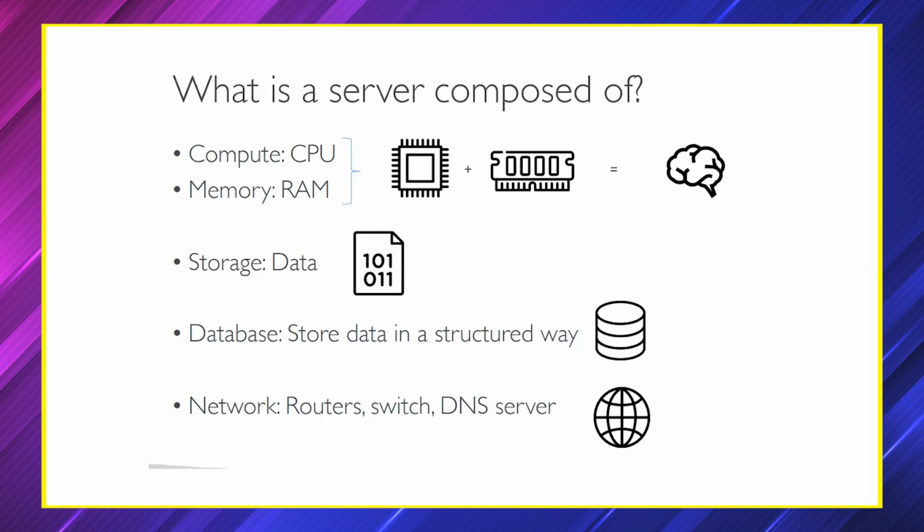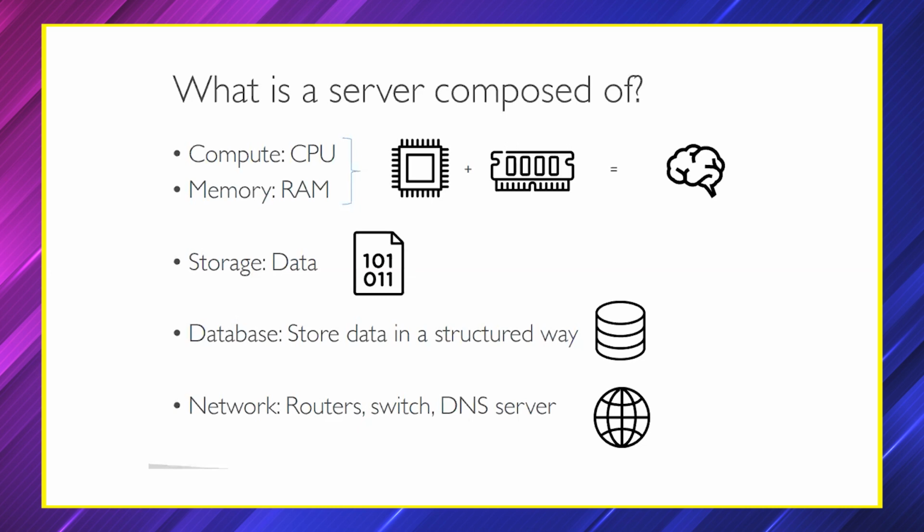The combination of CPU and RAM, you can consider to be a brain, because our brain processes something and has storage inside of it. Apart from that, the server also needs storage. RAM is not persistent, so some persistent storage is also required, whether it is a database or a file, in any format we want to save the data in.